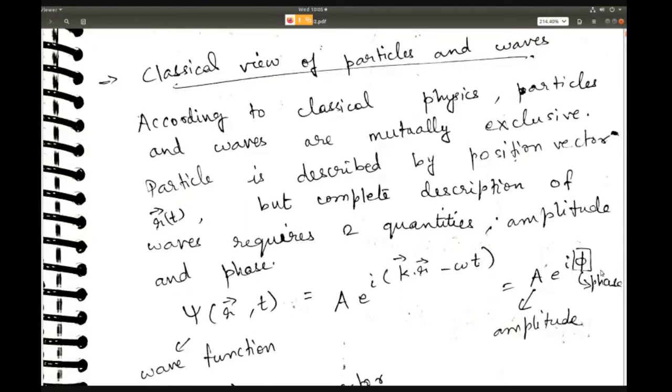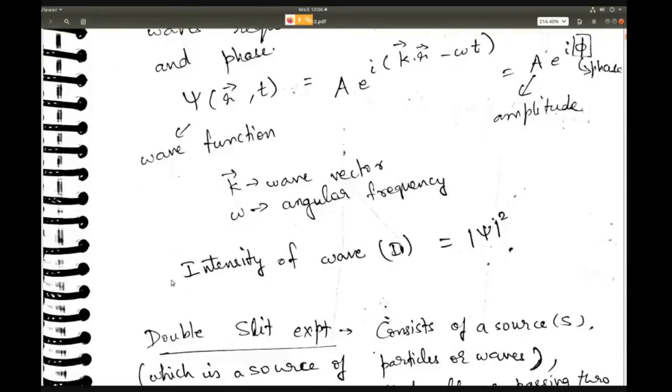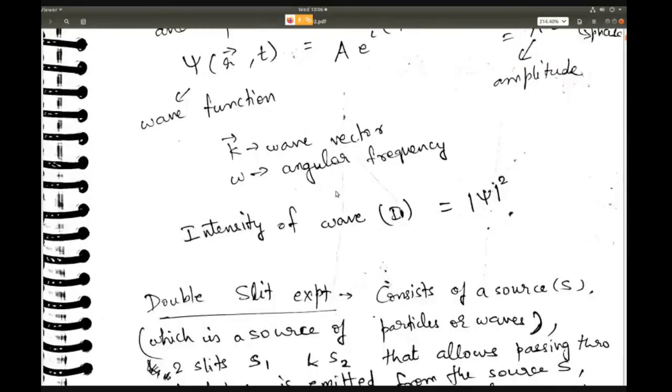This is represented by the wave function psi. So this is psi of position vector r, comma t. If you know the psi wave function, then you know everything that you need to know about the wave. And the intensity of the wave is given by the modulus square of the wave function. All right, so now we know these.